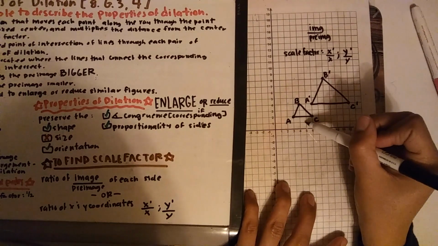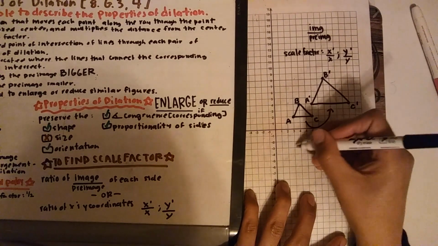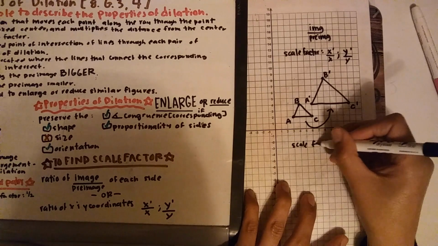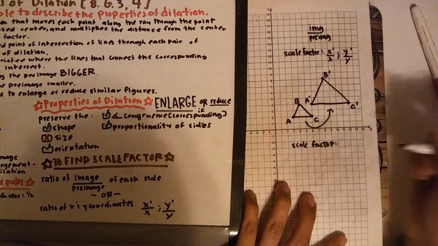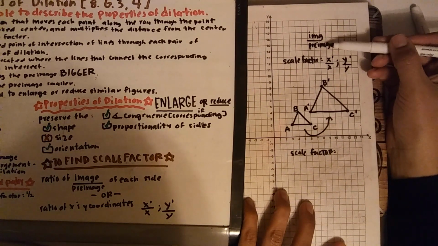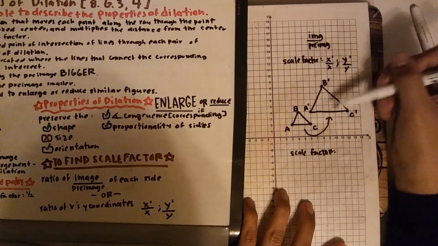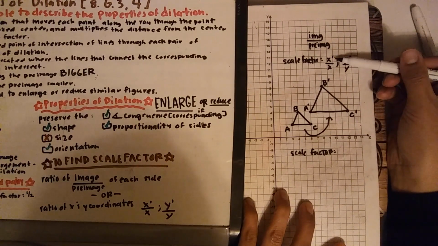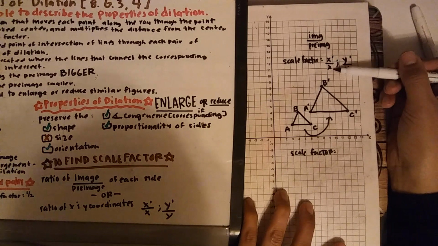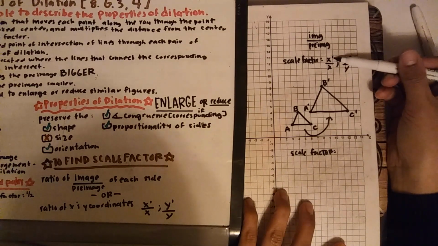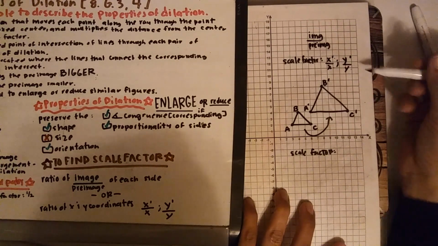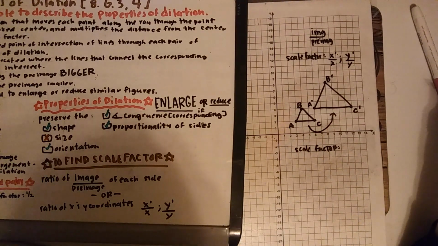So you're going from this pre-image to that image. Go ahead and give me the scale factor. For this one, remember, you can either take the image over the pre-image, one side will suffice, or you can just take the x prime over the x or the y prime over the y, and that will give you the scale factor.